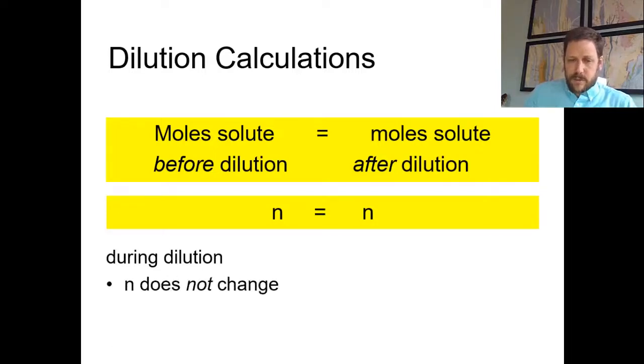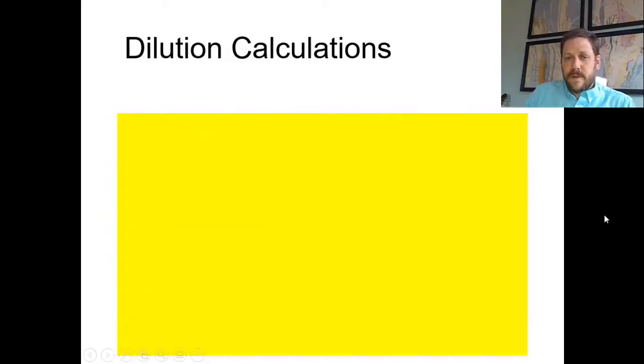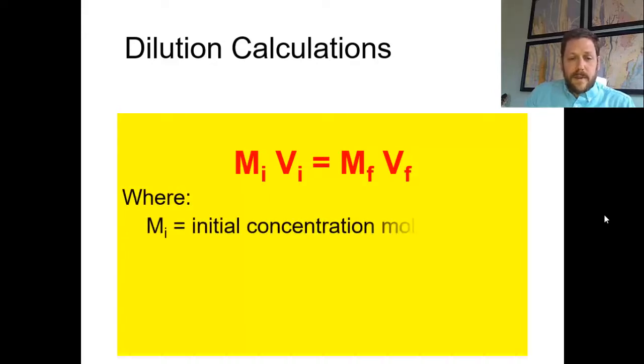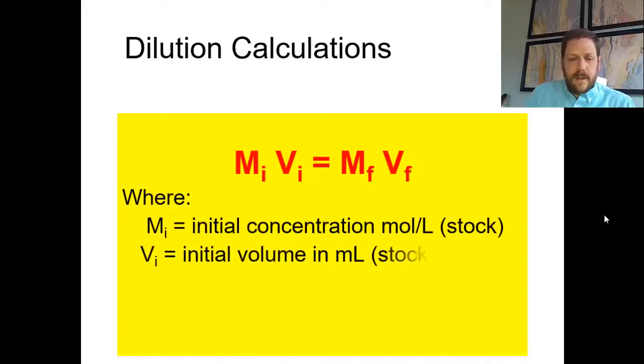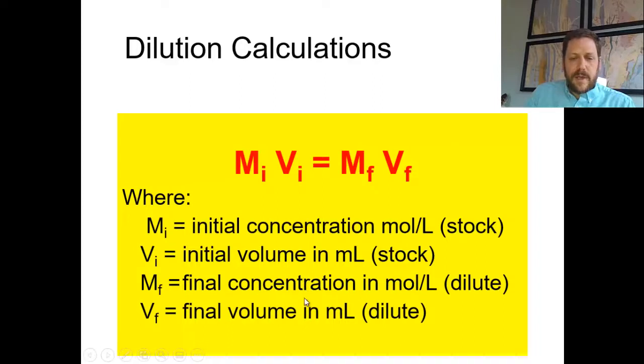Remembering that during the process of dilution, the number of moles does not change, and that really what changes is the volume and, of course, the molarity, since we know n is equal to MV from our previous work. So if n initial equals n final and n equals MV, then MV initial equals MV final, or MiVi equals MfVf, where Mi is the initial concentration and Vi is the initial volume. Initial refers to the stock solution, in other words, the concentrated solution we begin with. And Mf and Vf are the final concentration and the final volume.